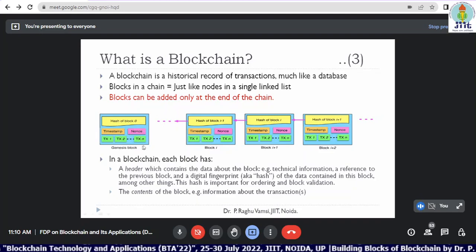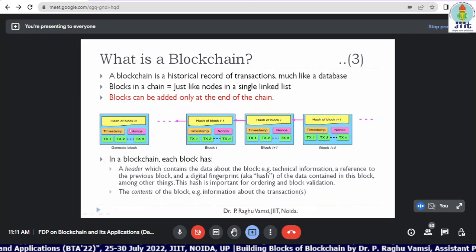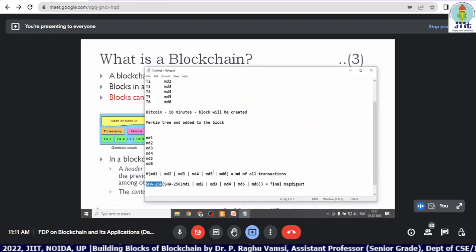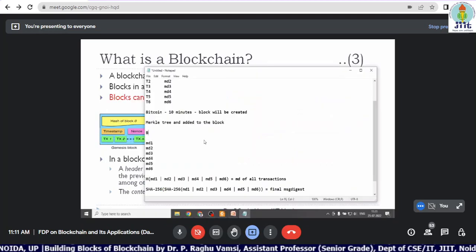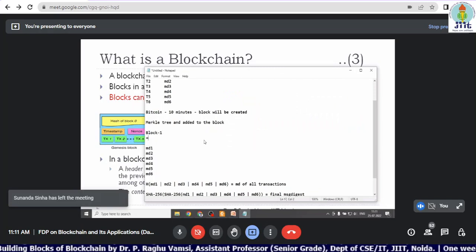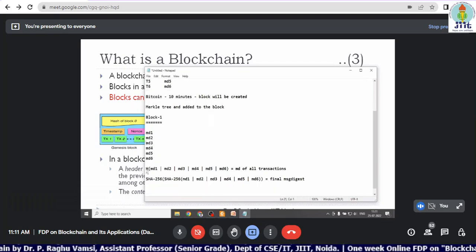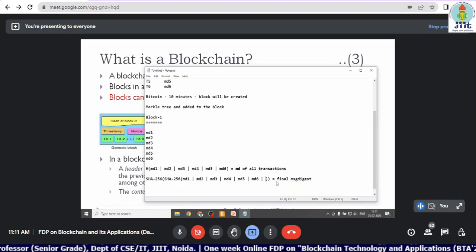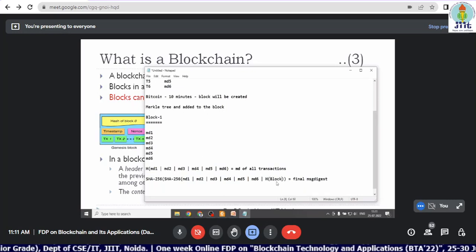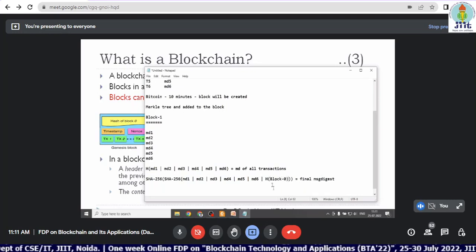the first block that is created is called the genesis block, and this entire block consists of some hash value. This hash value will be used in the next block, and the entire block will be hashed. Say, for example, block 1 has the message digest of the 6 transactions and a combination of all the 6 transactions. Along with this combination of all 6 transactions, I will also add the hash of block 0.